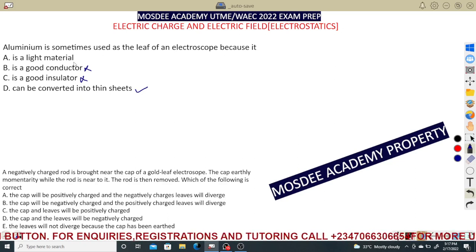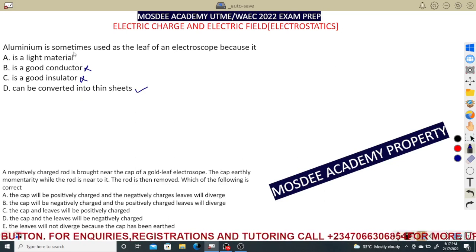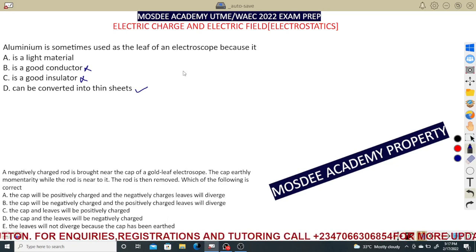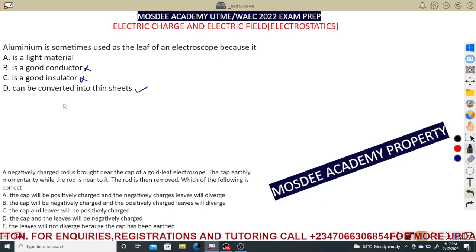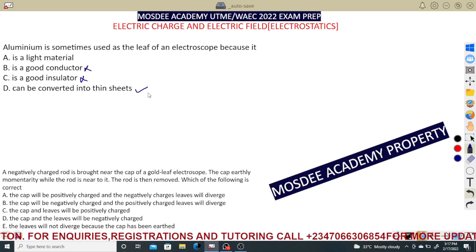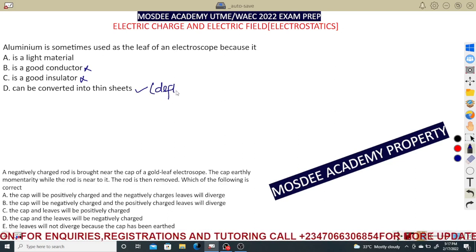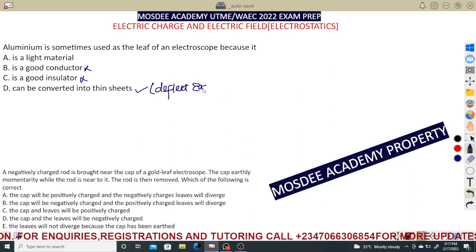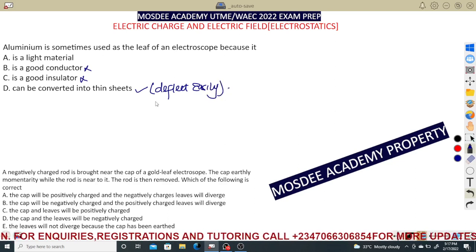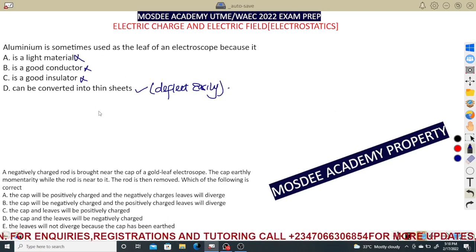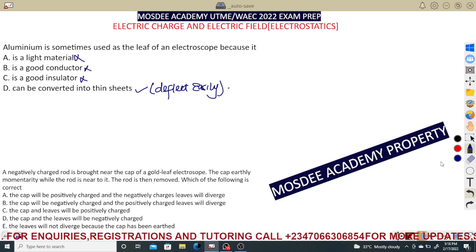Now you can think it is because it is light. No. It can be converted into thin sheets. When you convert aluminium to thin sheets, then it can be used as the foil of the gold leaf. So note that it is not because it is light, but because aluminium can be converted into thin sheets so that it can deflect easily. I'll just write that for you now. It deflects easily. So that's the right answer to that question. Choice D is very correct. You keep that at the back of your mind.